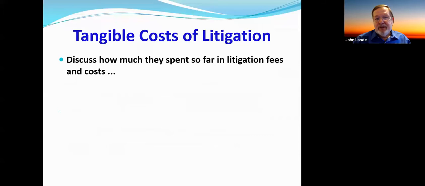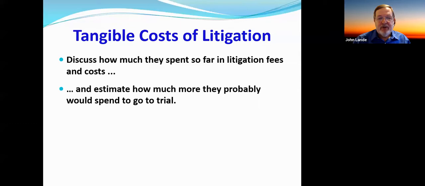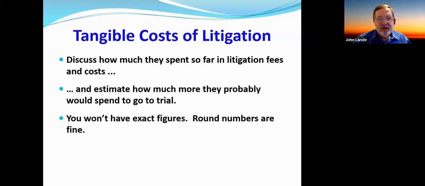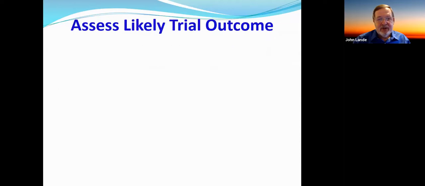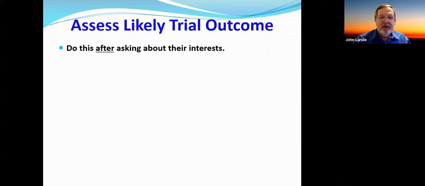And then talk about the tangible costs of litigation. You need to base this on the way that the tangible costs are incurred in Brazil: how much they've spent so far, and an estimate of how much they're likely to spend if they go to trial. You wouldn't have exact figures; round numbers would be fine. Again, you need to adapt this to your situation. And then assess the likely trial outcome. We encourage people to do this after asking the clients about their interests.